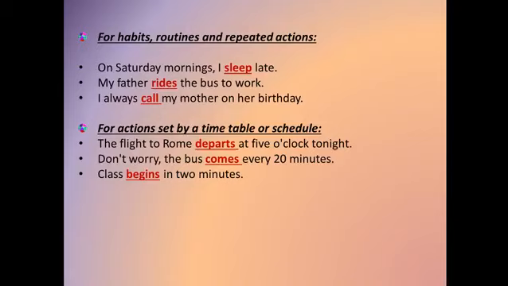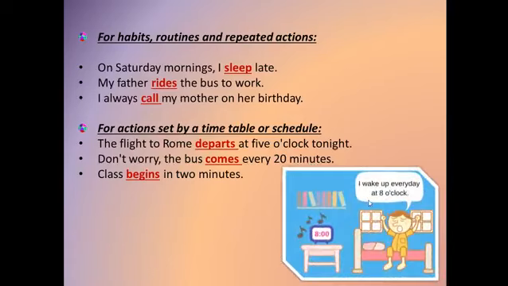So again, the fourth and last thing we use the present simple for is for actions set by a timetable or schedule, actions that happen at a certain time or have a certain schedule. Okay, for example here, I wake up every day at 8 o'clock. So this is a habit, this is a routine. I do this every day. I wake up at 8 o'clock. So this repeats itself each and every day. Okay, so I use the present simple for.